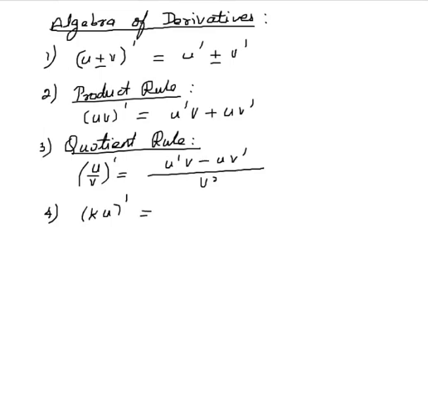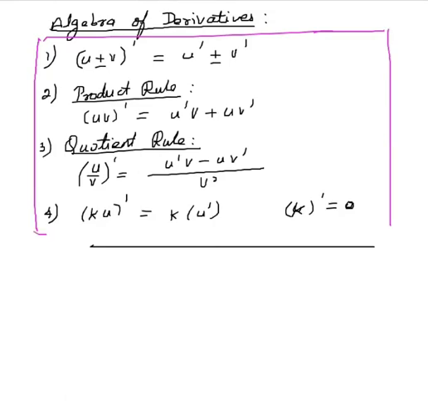K times u the whole dashed. That is, if you have constant into a function, to differentiate this, constant can be taken out and only function can be differentiated. If you have only constant, its derivative becomes 0. Memorize quotient rule and product rule formulae. We will do exercise 13.2.